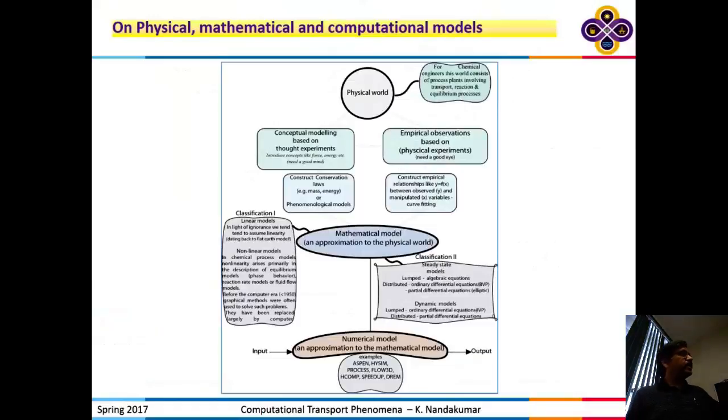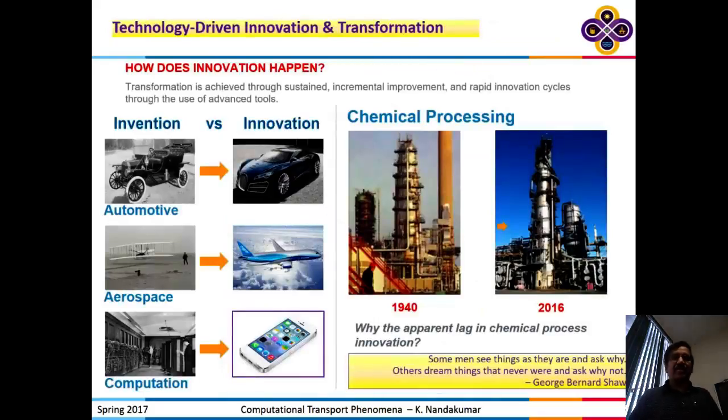Okay? Any questions? How many of you feel you're lost? I hope you're not, but I just need to sense the level. So these terminologies are okay for you, right? Lumped versus distributed, steady, dynamic, etc.